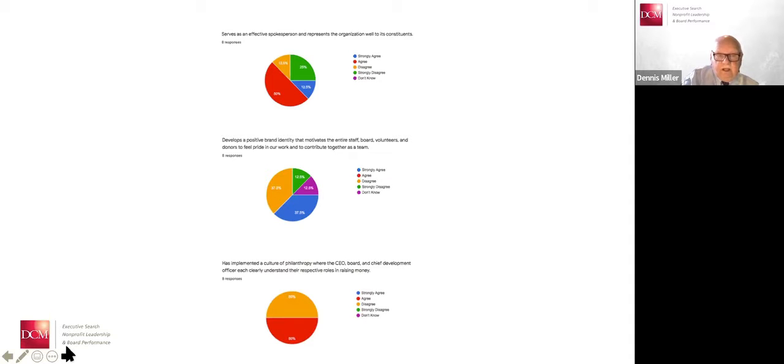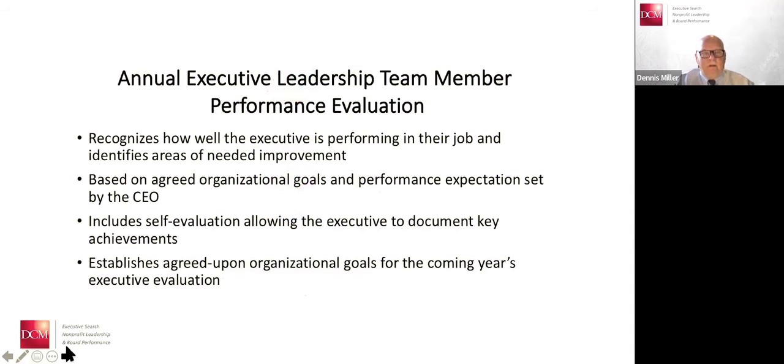Now, here's the thing on the bottom. That's just another real life example, has implemented a culture of philanthropy where the board, CEO, and the chief development officer work clearly together in helping raise money. You got half the board says I agree and half the board disagrees. So that by itself is worth 1,000. That snapshot is worth 1,000 awards. This is an example of how a CEO evaluates. Next slide, Michelle.